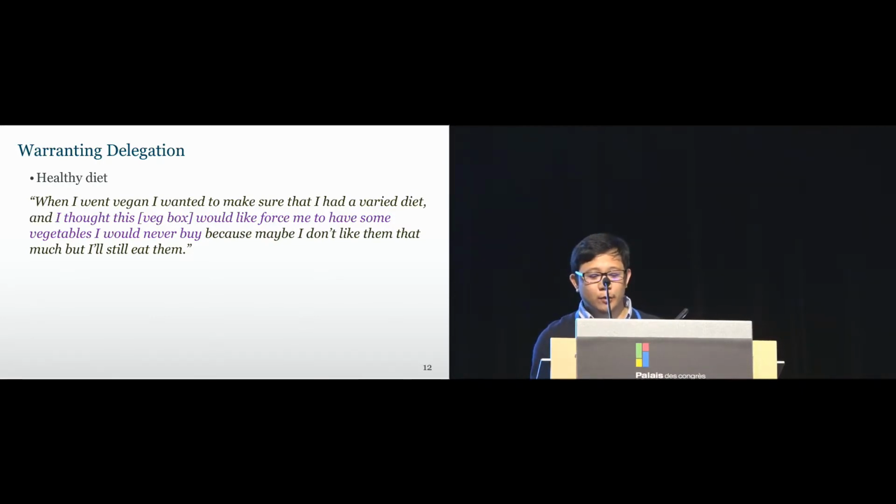Other participants warranted agency delegation on the grounds of enabling a healthy diet. In fact, one of our participants' reason for subscribing to the scheme was that she turned vegan at the time of the study. In this quote, she says the veg box would force her to have some vegetables that she would never buy, suggesting that she took advantage of the veg box to maintain her diet.